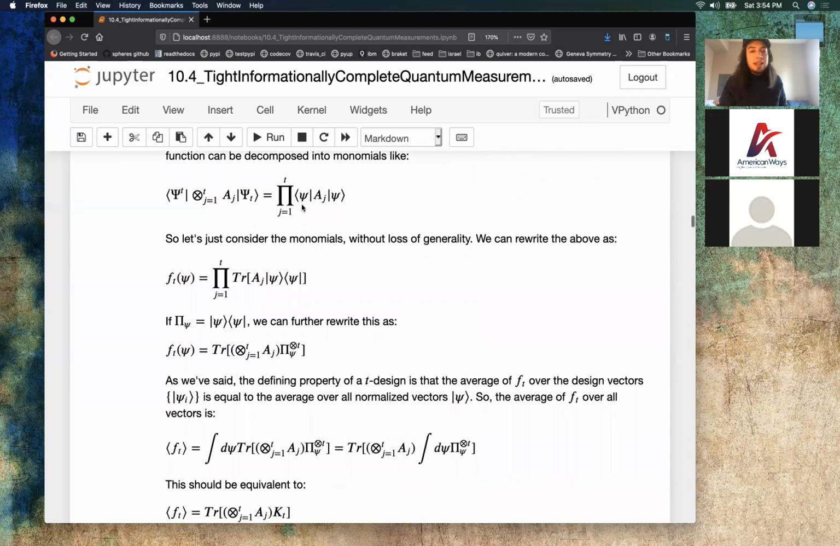Then we can rewrite this again. Instead of writing it as this bracket, we can write it as the trace of A times the projector onto psi.